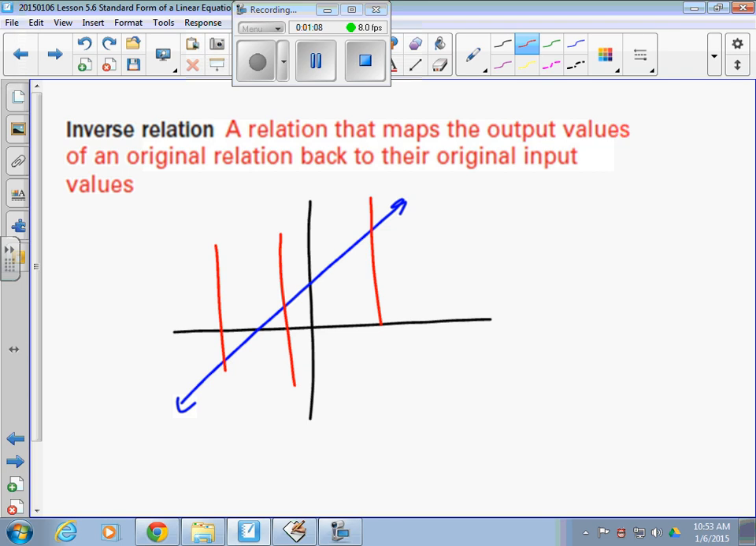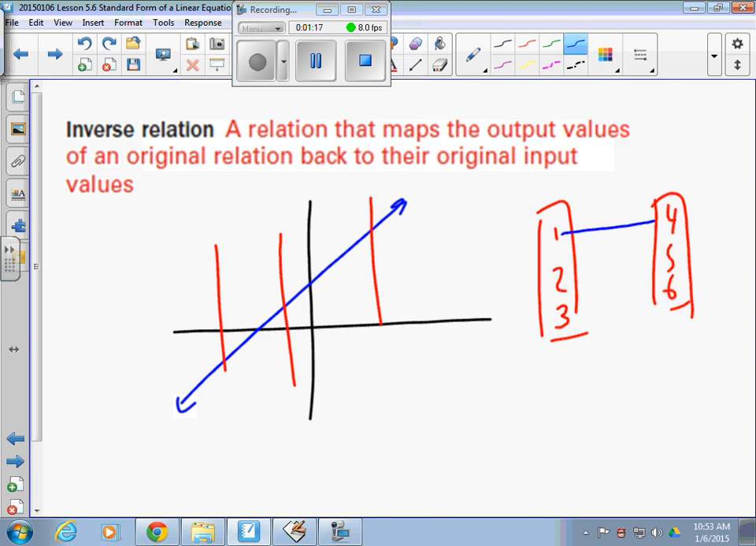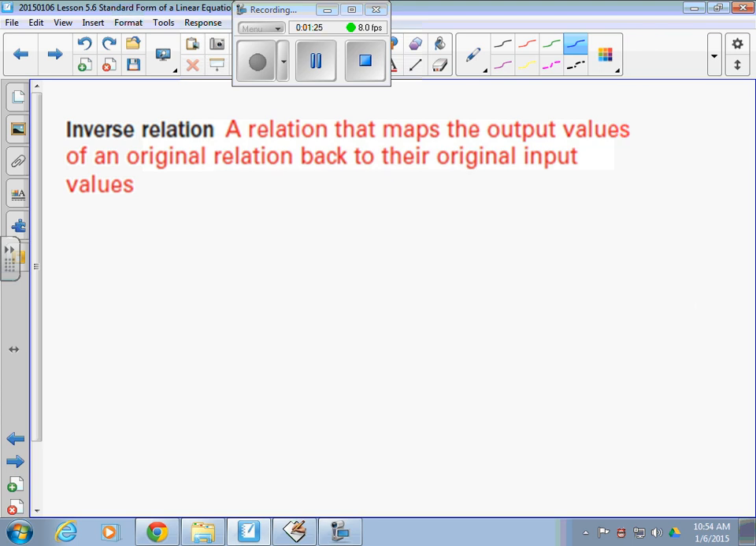The reason is that when you map it out, if you have 1, 2, and 3, and then 4, 5, and 6, if there's only one arrow that leaves each one, it's going to be a function. The definition right here, though, is talking about a relation. It says a relation that maps the output values of an original relation back to their original input values.